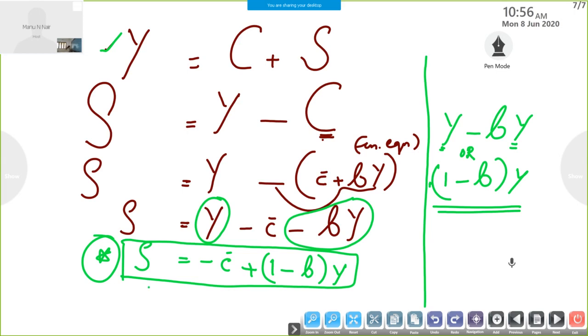Our consumption equation or consumption function is c is equal to c dash plus by. Here b shows MPC, or we can write 1 minus MPC into y. Like this, we can derive the saving function from the consumption function.